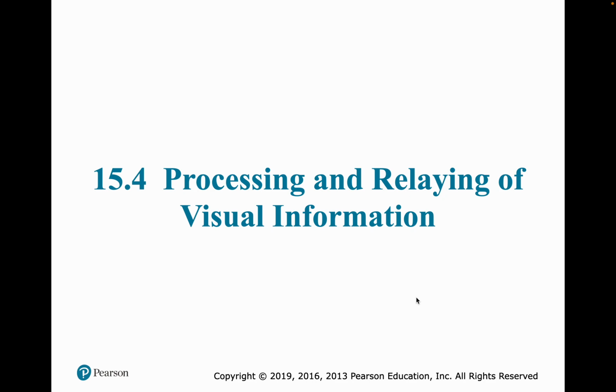All right, last section is what do we do with the signals? How do we process them, and how do they become visual information? So far we've talked about light being bent, then hitting receptors, and those receptors depolarizing to electrical signals. So how do those electrical signals become our vision?